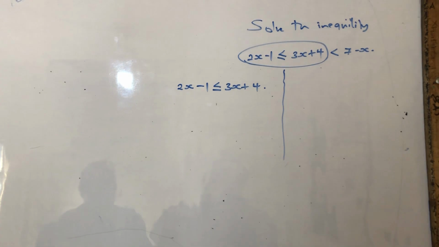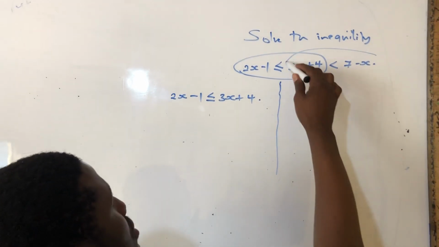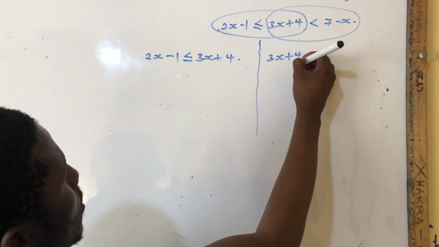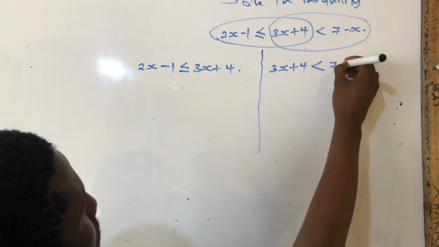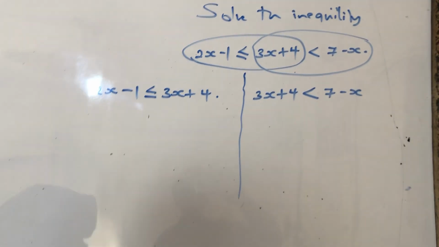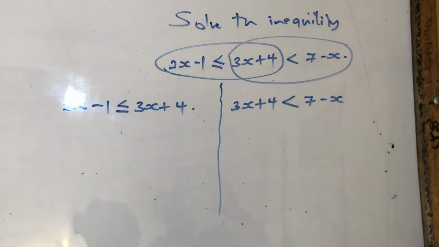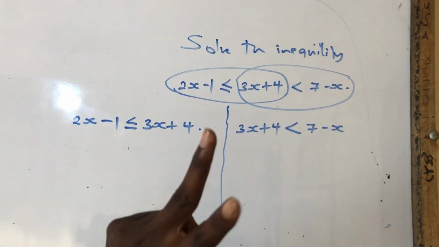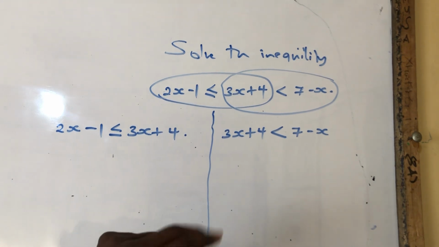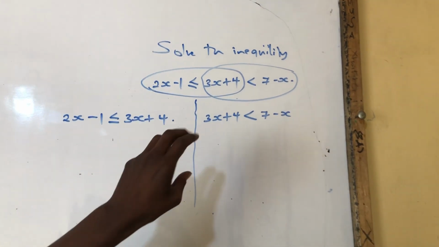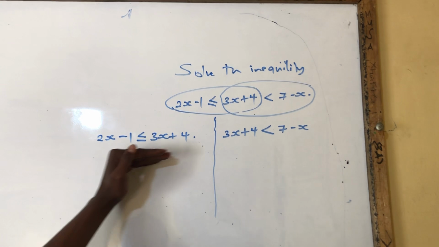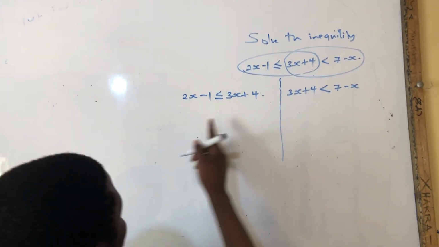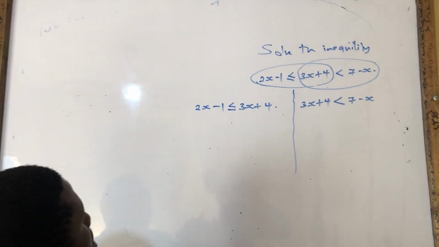Then I will again have the last two, and that will be 3x + 4 is less than 7 - x. Do notice that this part in the middle has actually been used twice, or it is finding itself repeating. It has been used for the first side and has also been used for this other side. So what do we have? We will then go through the normal procedure of solving inequalities.